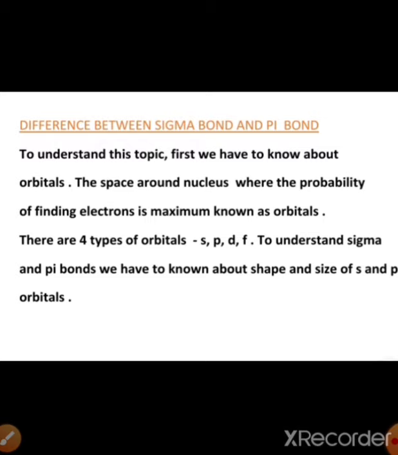First of all, we have to know about the concept of orbital to know the difference between sigma bond and pi bond. Dear students, orbital is the place where the probability of finding electrons is maximum around the nucleus.